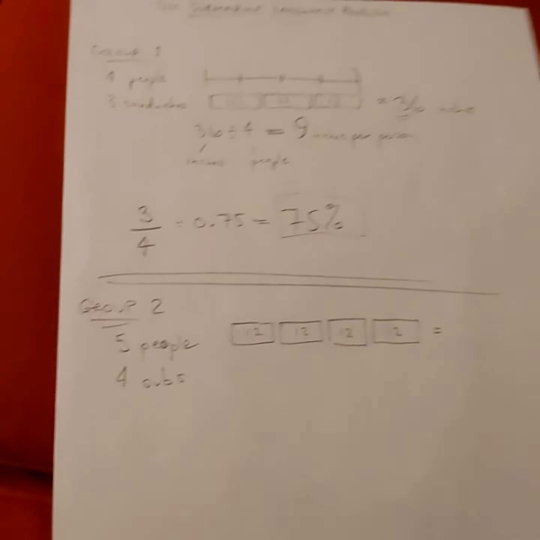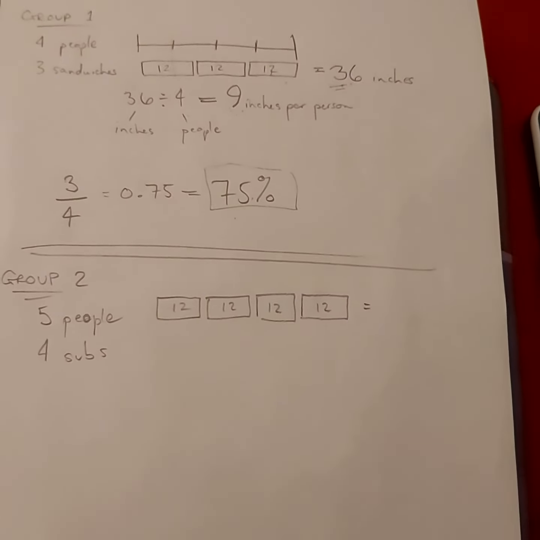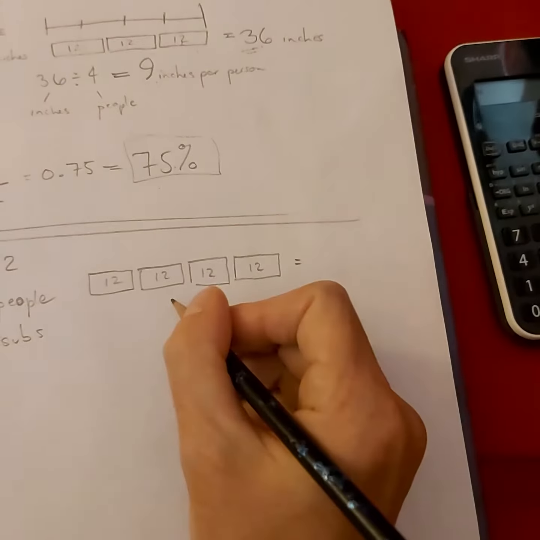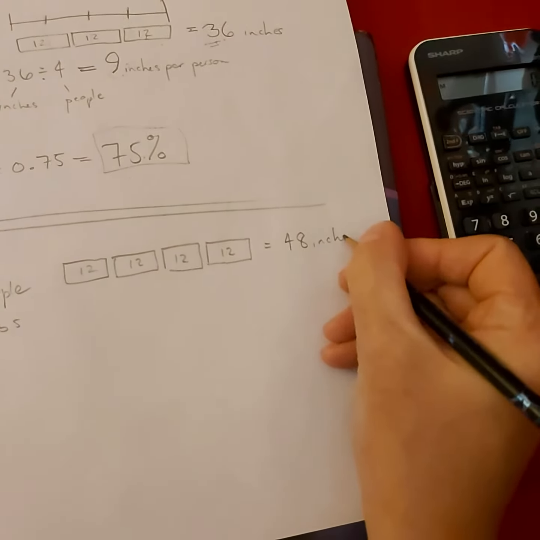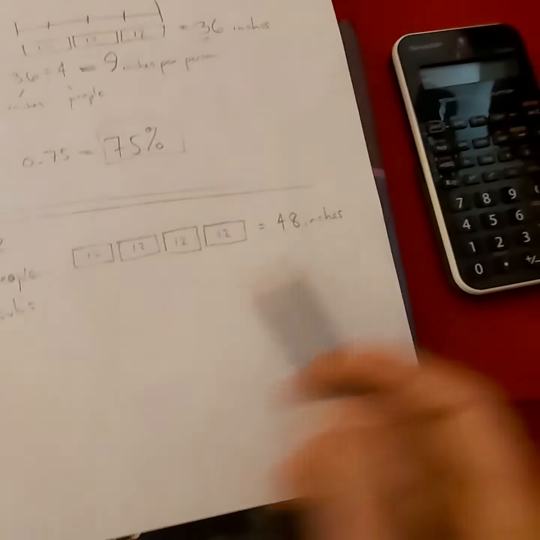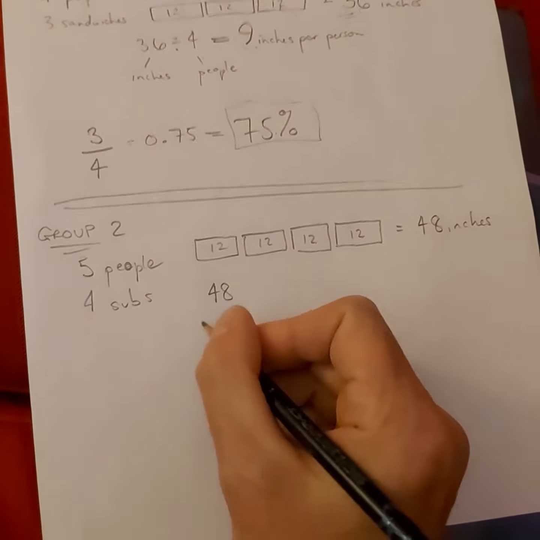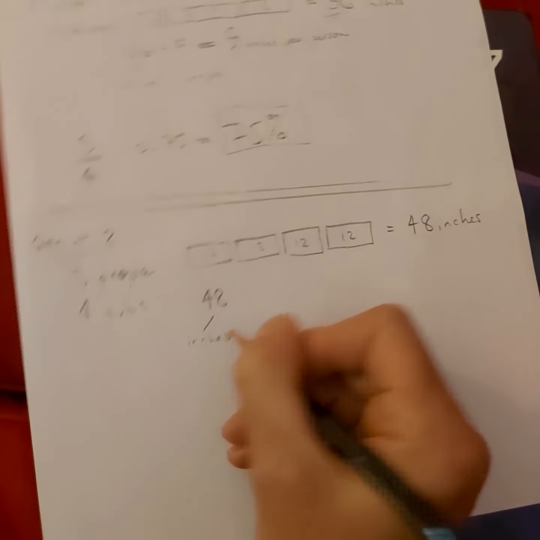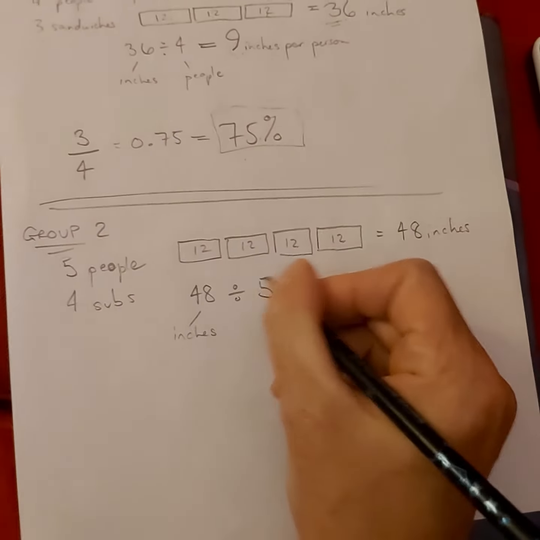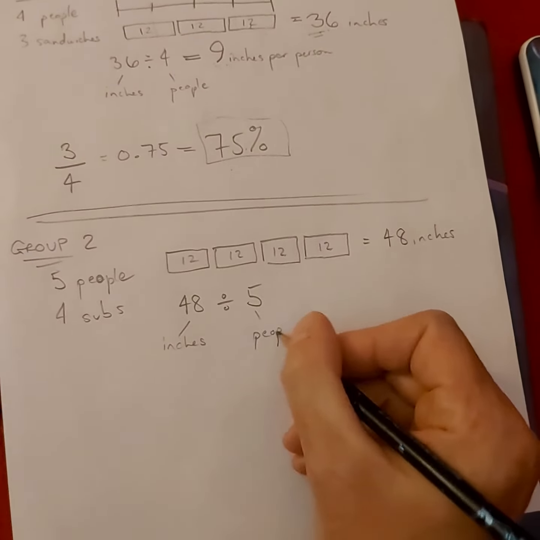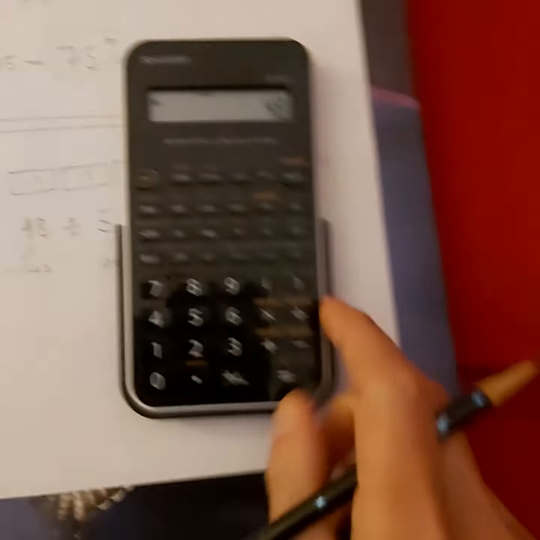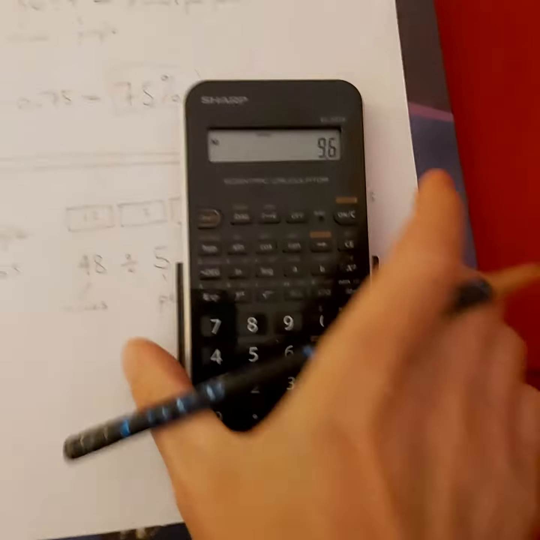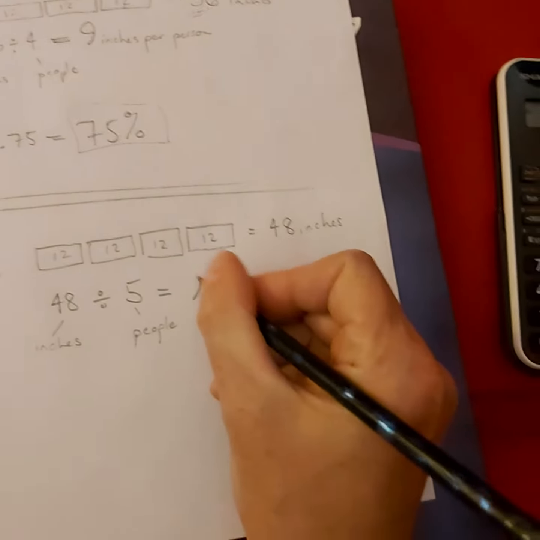So if I want to know the total length of sandwich we're dealing with here, it's 4 times 12, okay? 4 times 12 is 48 inches. So we have 48 inches of sandwich now that we need to divide equally among 5 people. So 48 inches divided by 5 people. How many inches per person will we get? 48 divided by 5 is going to be a decimal number. Maybe? Yes, 9.6. Interesting.